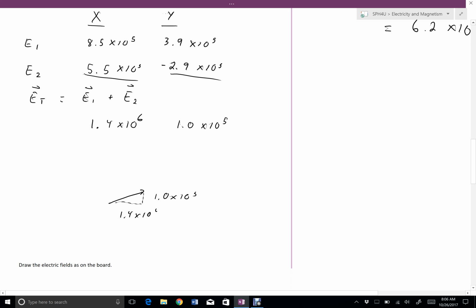So if I go 1.4 times 10 to the 6 squared plus 1.0 times 10 to the 5 squared, taking the square root to find the long side here, I get 1.4 times 10 to the 6. So that 1 times 10 to the 5 wasn't big enough to make any difference, but it will affect my angle, x, positive y. So what's the angle here? I'm going to use tan.